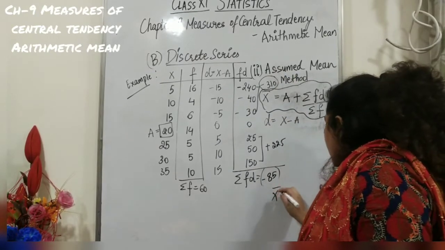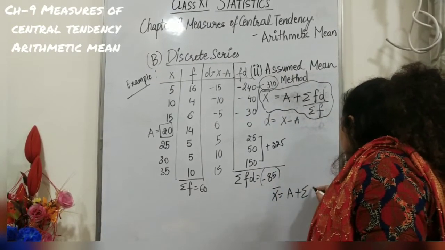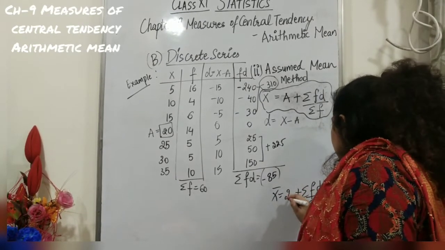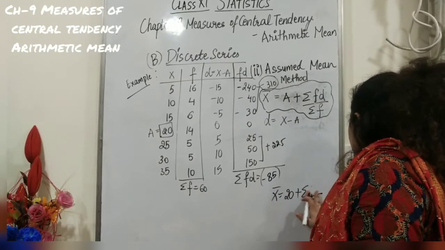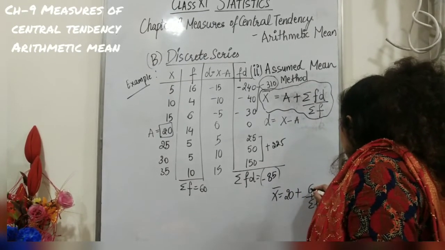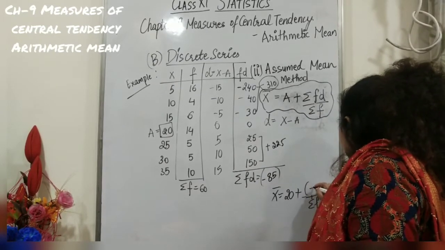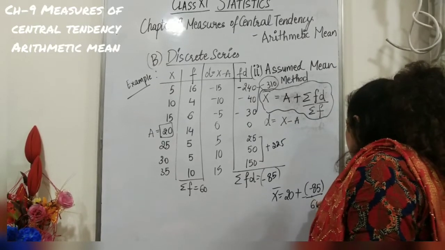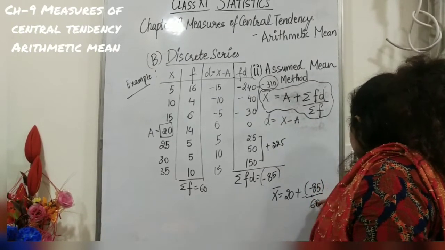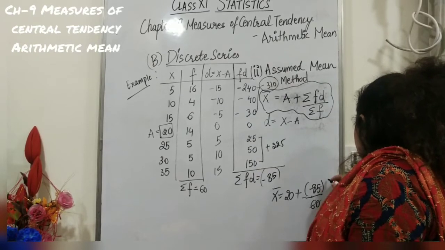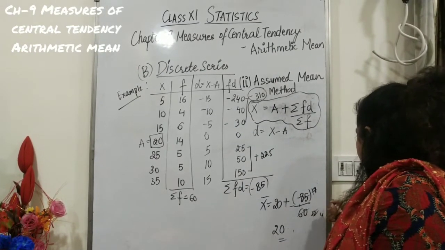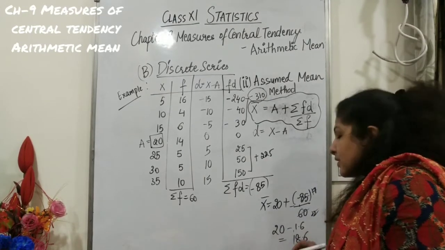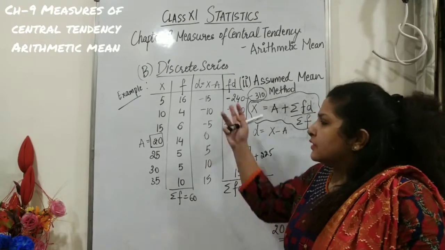So let's put in the formula that says a plus summation fd upon summation f. Here a is 20, summation fd is minus 85 and summation f is 60. So solve it: minus 85 upon 60, dividing by 5 you get minus 17 divided by 12, and solving 17 by 12 you get 1.4 and the answer will be 18.6. That is similar to the direct method as we did in discrete series.